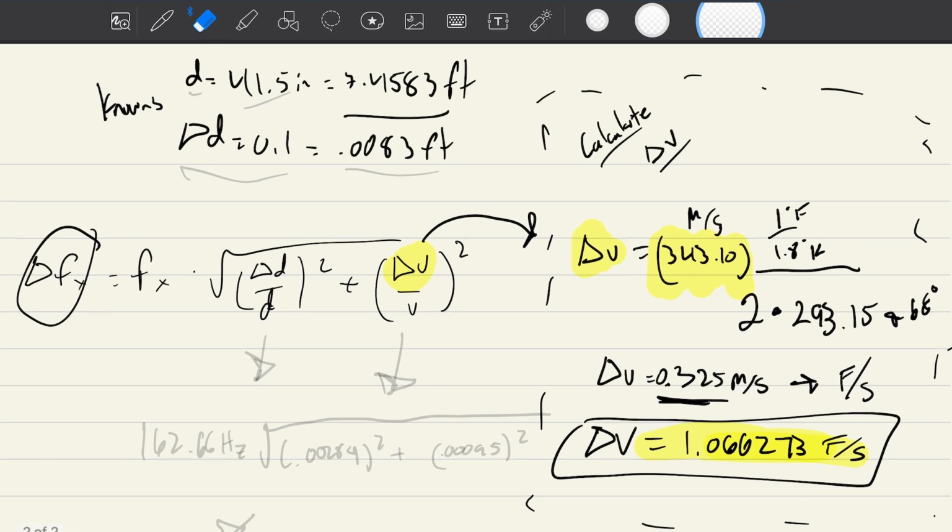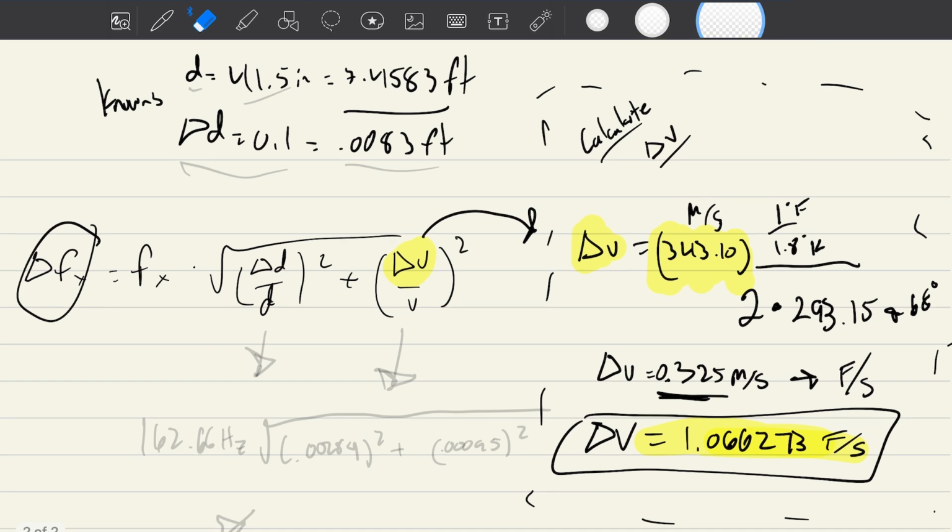Now that we know delta V, our other knowns up here are delta D, which is just the difference between measurements on our ruler, which was 0.1. And that converted to feet is 0.0083 feet. And then our D we know because we measured that, which is 41.5 inches, which is 3.4583 feet.